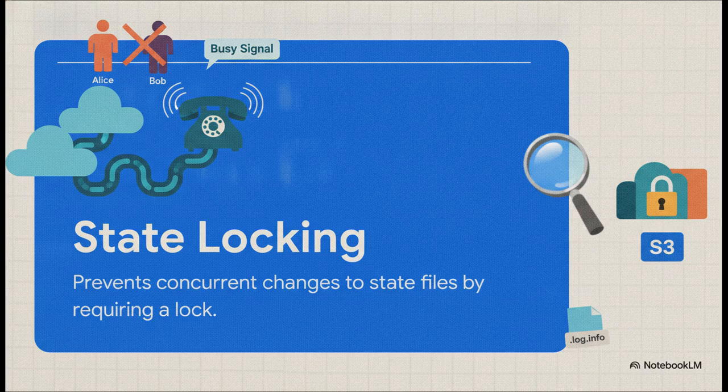It's the same here. When Alice runs her update, Terraform requests a lock. If it's a local backend, it generates a .log.info lock file. If it's remote, it uses the locking features of a service like AWS S3. While Alice's update is actively writing, Bob's attempt will just return an explicit error stating, "Error acquiring the state lock." Only when Alice's update is perfectly finished is the lock finally released, allowing Bob to proceed safely.